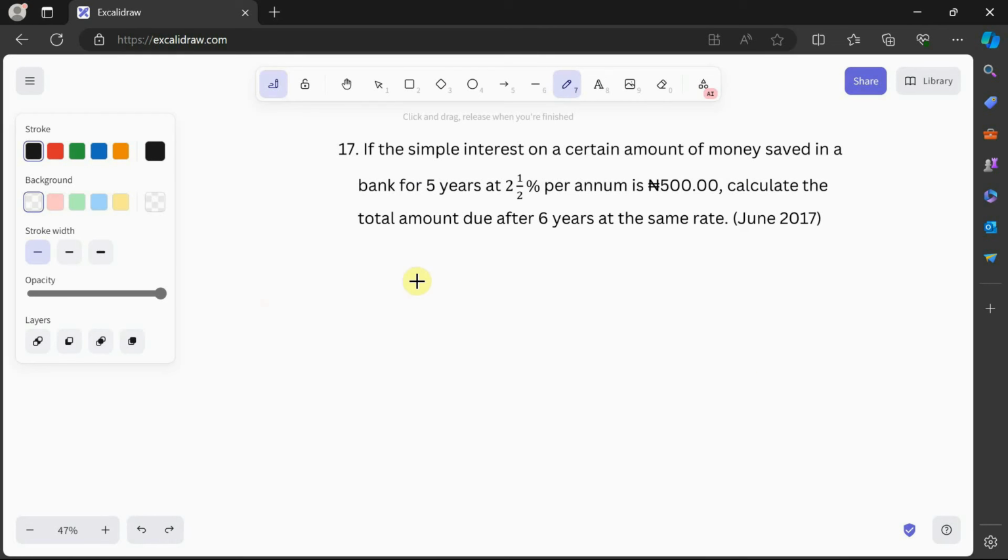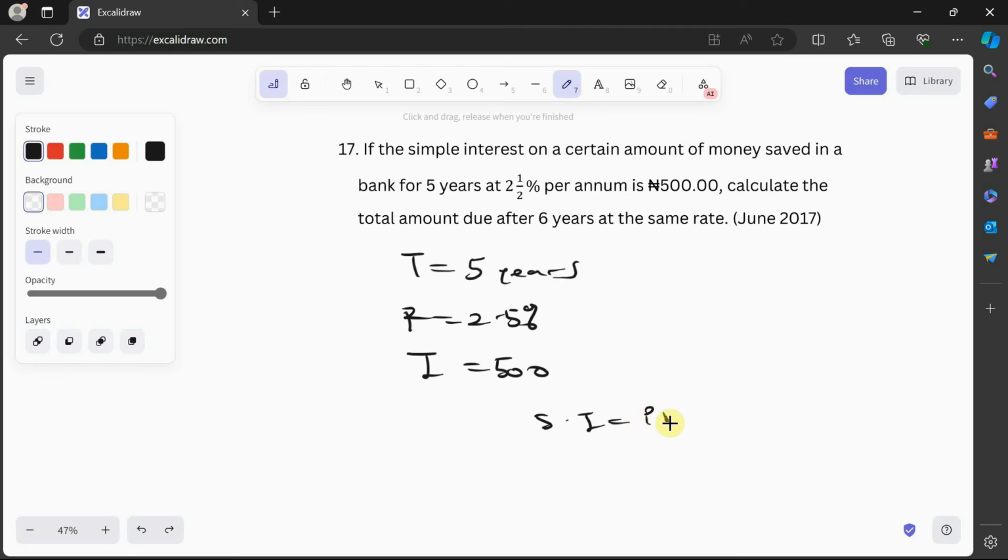So what are we given? We're told that the time is 5 years and the rate was 2.5%, and we're told that the interest I was 500 naira. So we can find the principal from here. Our simple interest formula is PRT over 100. So the interest was 500, the principal is P, the R is 2.5, the T is 5, all over 100.